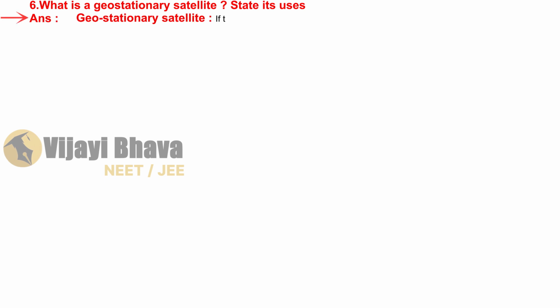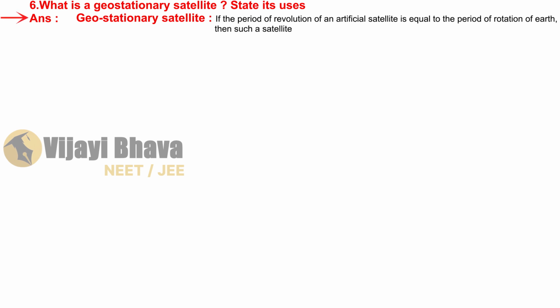What is a geostationary satellite and mention its uses? If the period of revolution of an artificial satellite is equal to the period of rotation of Earth, then such a satellite is called a geostationary satellite. The time period of a geostationary satellite is 24 hours.